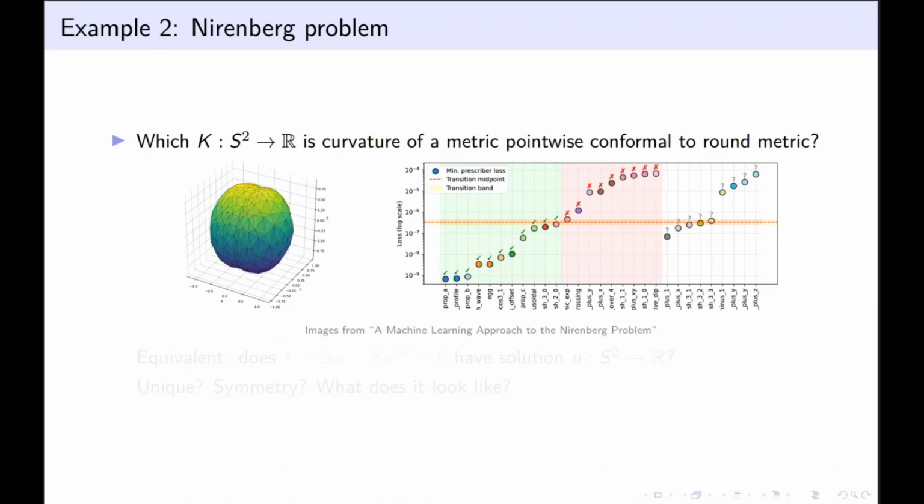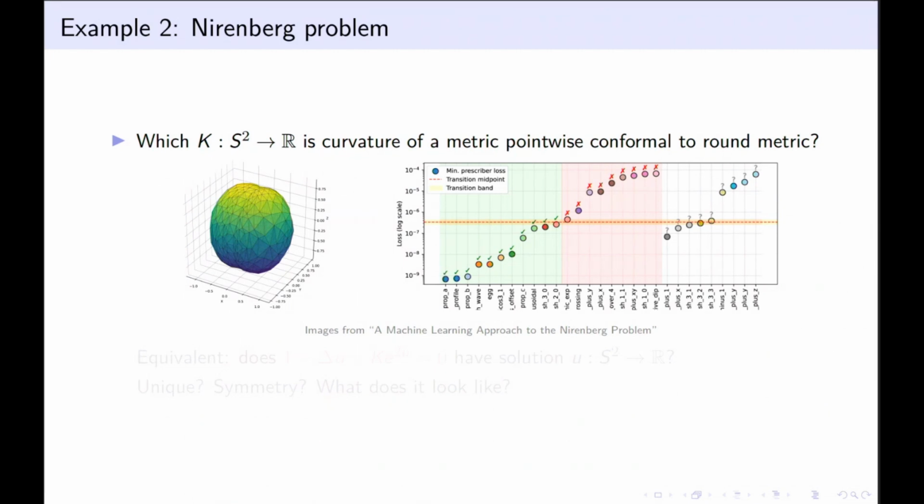The Nirenberg problem asks which functions k on the sphere are the curvature of some metric that's pointwise conformal to the round metric. If you know what this means, that's great. If not, it doesn't really matter. I'll translate it into a PDE in 1 second, and then you don't need to care about conformal and all this stuff. And there's a recent preprint, not by me, titled Machine Learning Approach to the Nirenberg Problem.